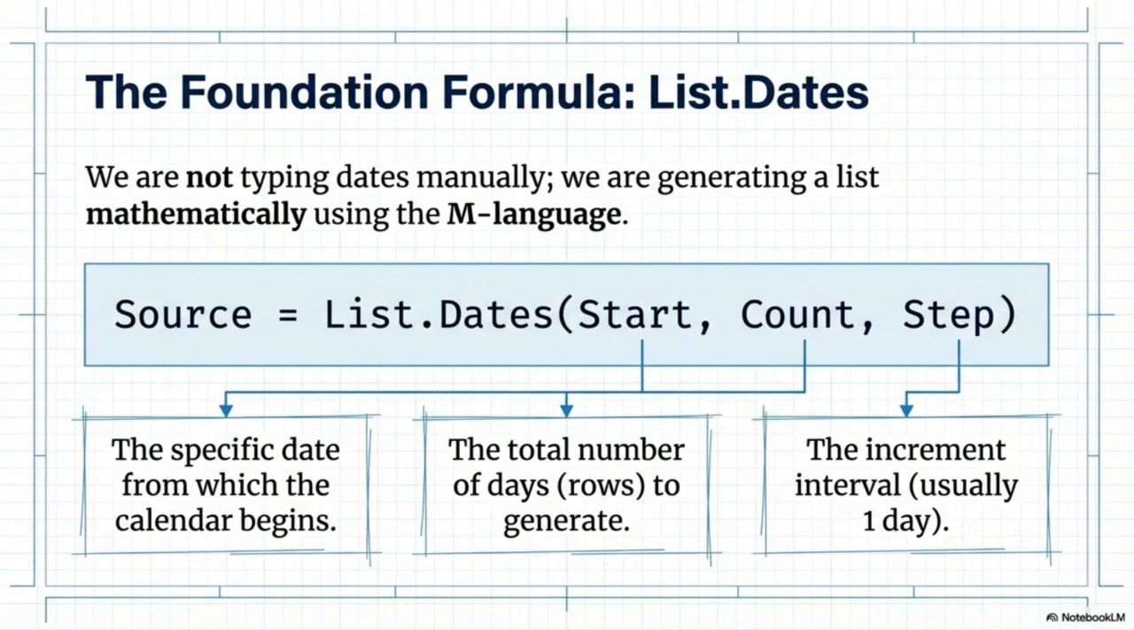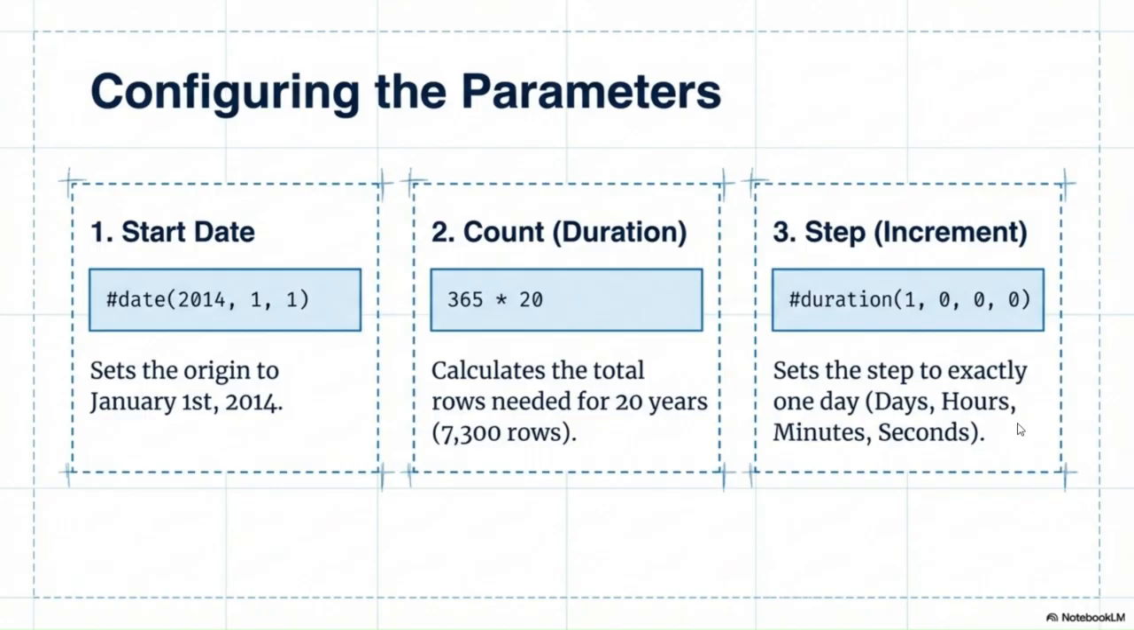At the core of Power Query's date generation is the List.Dates function. It requires three things: a start date, a count, and a step. For the start date, we put in any specific date. The count is how many days you want, for example over a number of years, and the step is usually one day at a time.